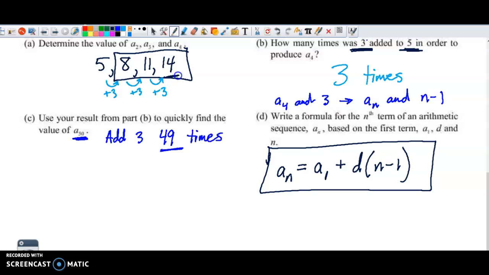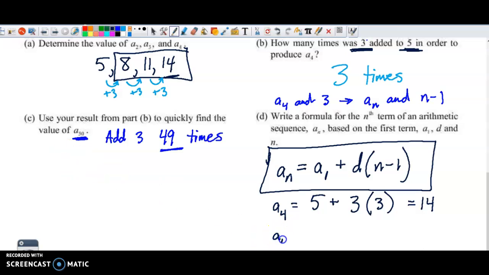Let's go back to 14 for a second. 14 was a sub 4. That was the fourth term in that sequence. The first term was 5. The common difference was 3. And I need to multiply. I'm plugging 4 in for n. Well, 4 minus 1 is 3. Is it true that 5 plus 9 equals 14? Yes, it does.